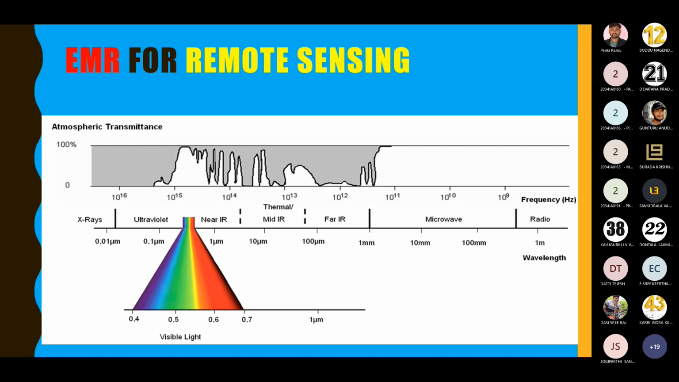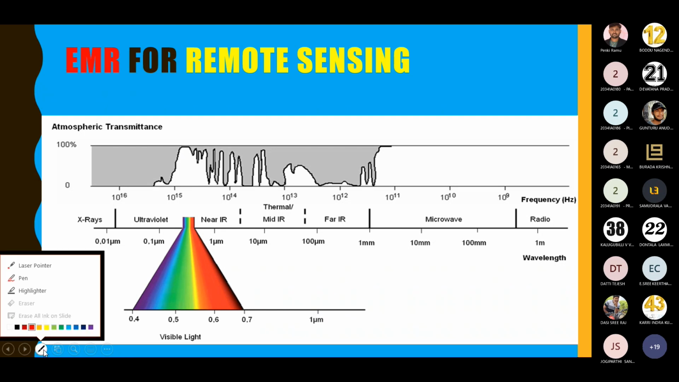So this is the electromagnetic spectrum. Here if you see this band, on the x-axis we have the frequency of the electromagnetic radiation. And on the y-axis we are talking about transmittance, atmospheric transmittance. For example, if I am talking about this 0.4 to 0.7 micrometers wavelength energy, this particular region which is not shaded here, let me show it to you.